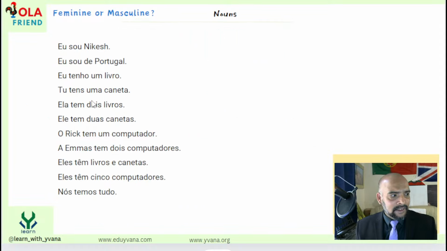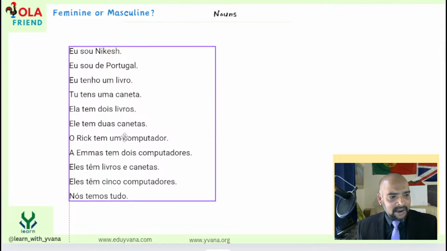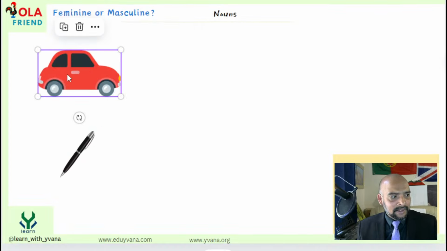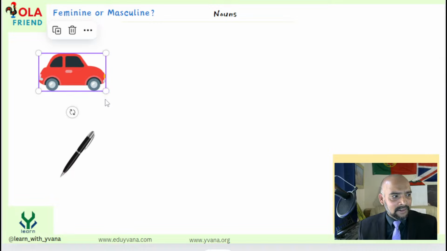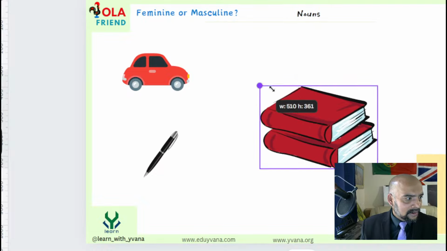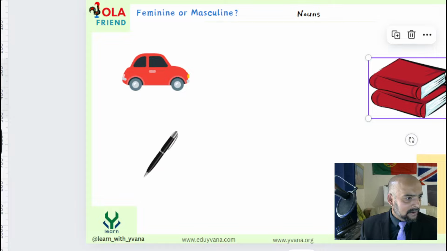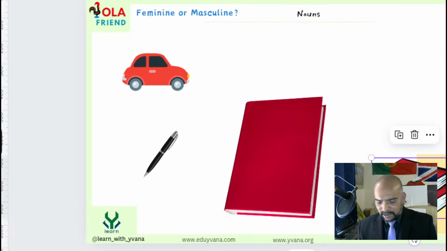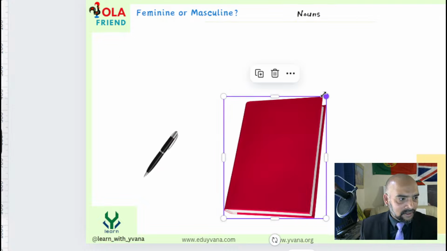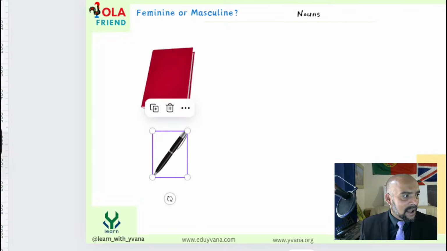So let's try to do this exercise, okay? Before we start, let's try to identify this. Here there are two things. One is a book, and maybe I can put out something different to make it easier for you. Let's see the book, one book only. Let's delete the car. Here I have the book, right? And here I have a pen, and let's see.